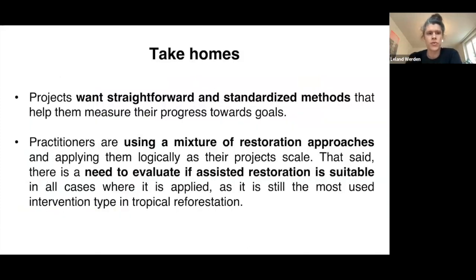So from what we've found this far from talking to a lot of organizations, they want straightforward and standardized methods to measure their progress. So that's what we're working on creating now. And people that are doing restoration in Latin America are using a mixture of approaches, but we really need to think about how to evaluate if assisted restoration is suitable for all cases where it's applied, because it's still the most commonly used approach. Planted trees can be really good in certain contexts, but it's not really necessary all the time. So we're trying to figure out what is best for certain areas and help people figure out how best to do that.